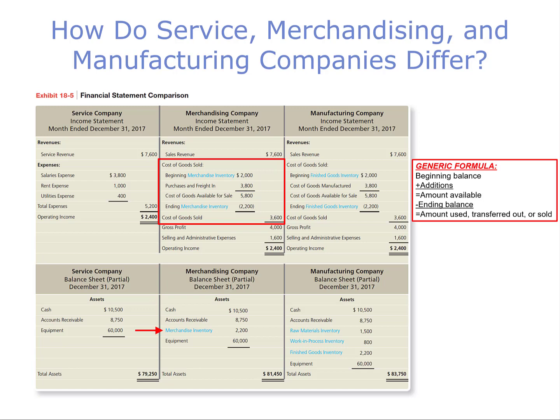And then we have a manufacturing company. They don't have just one inventory account, they have three: raw materials inventory, work in process inventory, and finished goods inventory. These inventory numbers represent the cost of those inventories to the company.